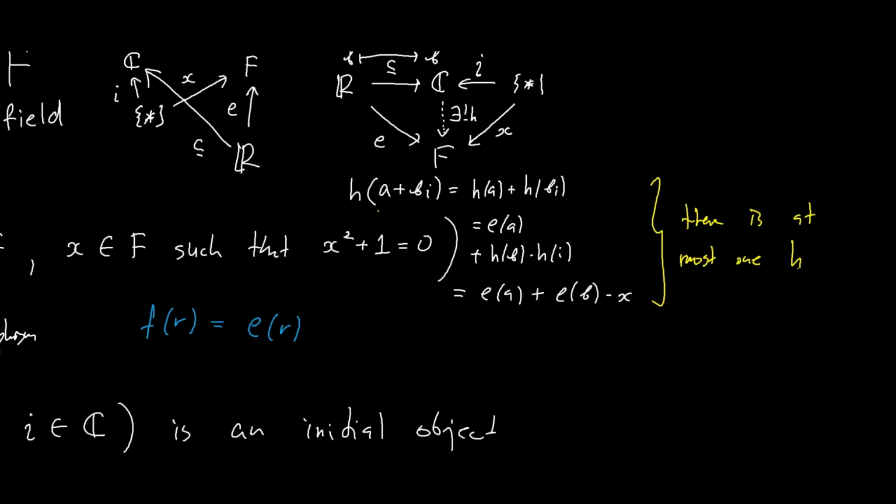How do we prove that it actually does exist? Well, now that we know that it has to be defined this way, we can define it this way, but we just have to check that it's a field homomorphism. So if I define H this way, will it be a field homomorphism? It turns out it's very easy to check that it will be. Any questions on this one before we move on to the next proof?